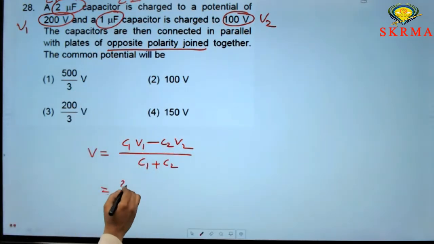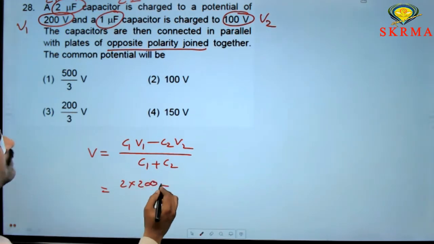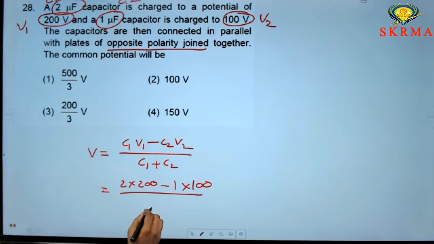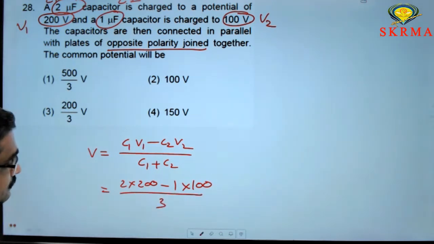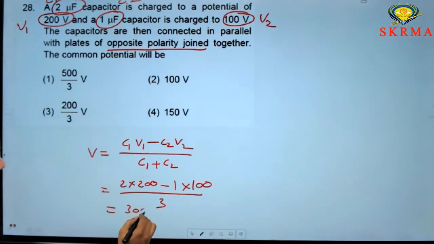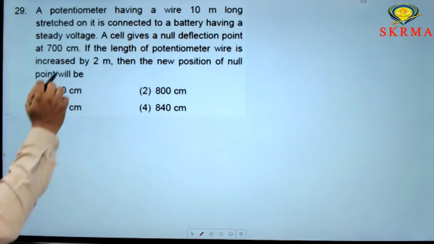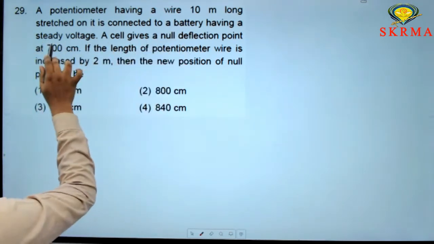C1 is 2, V1 is 200, minus C2 1 into V2 100, by C1 plus C2, that is 3. So 400 minus 100, 300 by 3. 300 by 3 equals 100 volt. Second option. Next. The potentiometer having wire 10 meter long is stretched and connected to a battery having steady voltage.